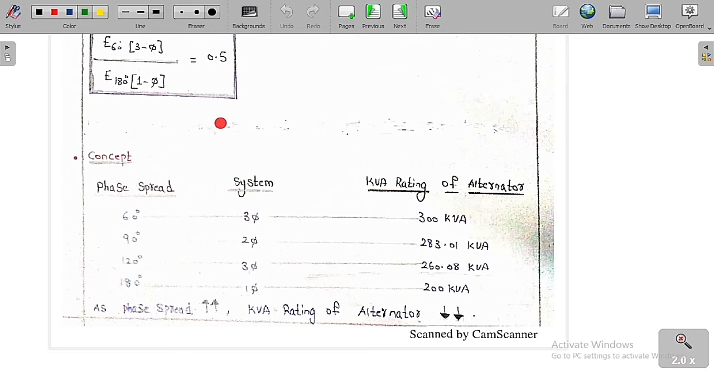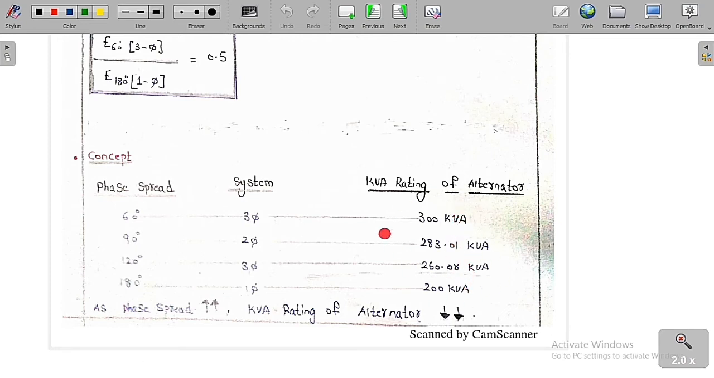So based on the relations that we have learned, you can get the remaining values by using the values which you have learned up to now. If you see some very specific point, as the phase spread increases, you can see 60-degree, 90-degree, 120-degree and 180-degree. If you increase the phase spread of the system, you can see it's 300 KVA, 283, 260, 200. So when you increase the phase spread, the KVA is decreasing. Therefore, when you increase the phase spread, the KVA rating of the alternator is going to get decreased.